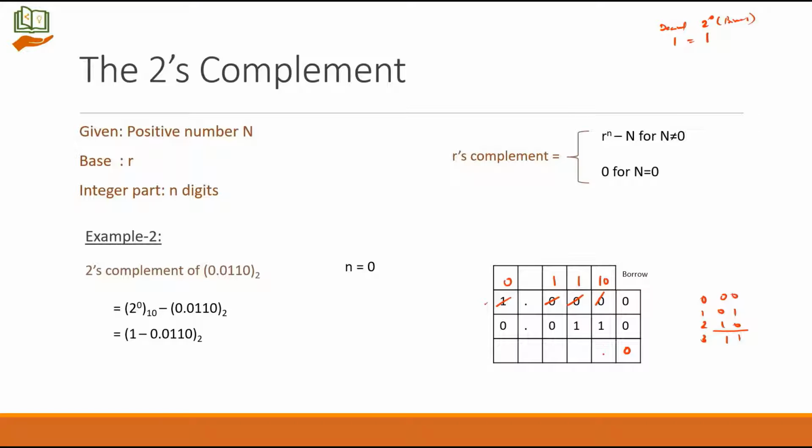1, 0 minus 1 is 1. 1 minus 1 is 0. 1 minus 0 is 1. Retain the decimal point. 0 minus 0 is 0. 0.1010 will be the right answer. This is the 2's complement of the given value. This is how we have to do 2's complement.